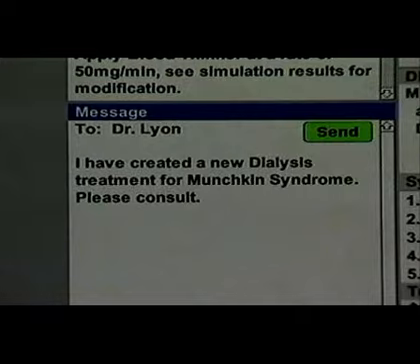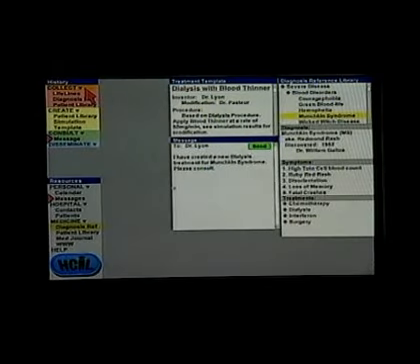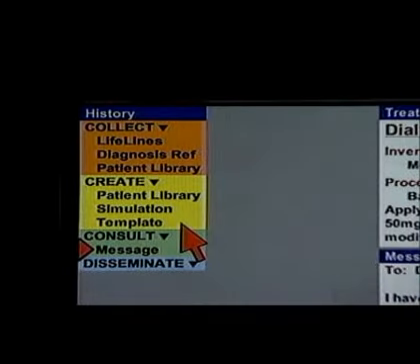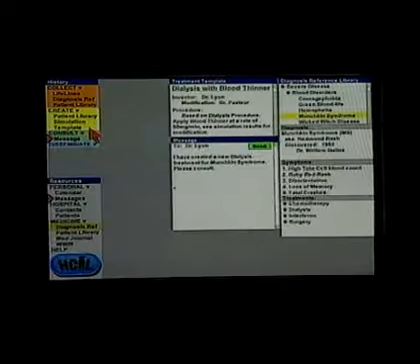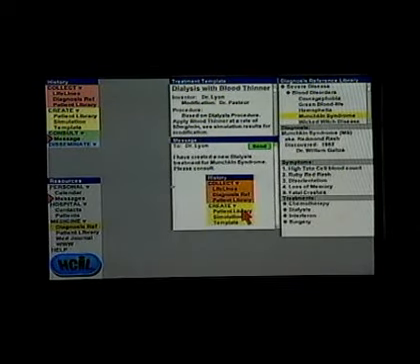Please consult." He goes to the history on the upper left and selects all the activities, the lifelines, the diagnosis reference, the patient library, the simulation, and the treatment templates, and all his decision making is pasted into the message, and then he's ready to send that message off to Dr. Lyon.